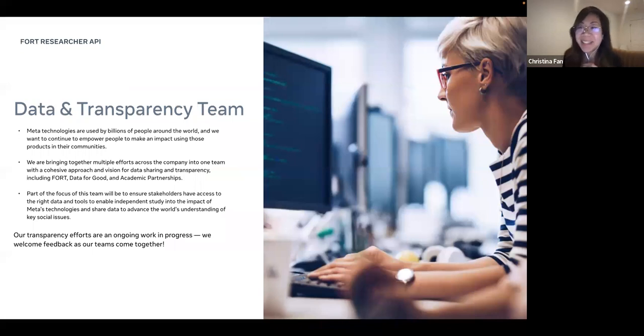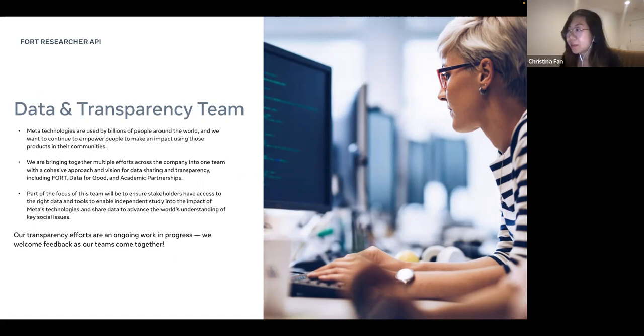So with that, let's get started, and I can tell you a little more about the data and transparency team. We're a fairly new team within Meta, and we've recently brought together multiple efforts across the company into one single team, so we can think about what the vision for data sharing and transparency is. Because so many teams are coming together, we know it can be difficult to navigate the various products and data sets that are available. That is exactly why we want to take opportunities like today to give you more information about how to navigate this, and what opportunities are available.